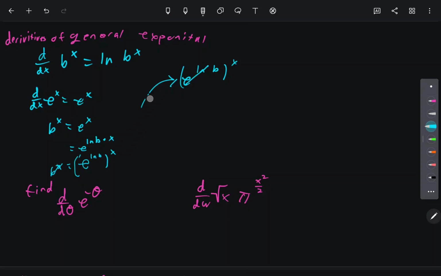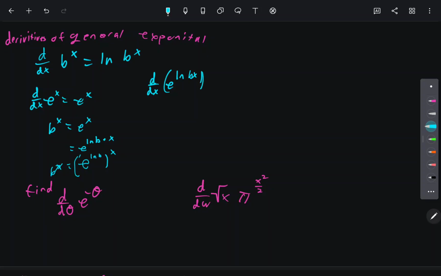Alright. So, what do we want to do with this? Well, we will take the derivative of this e to the natural log of b raised to the power of x. I want to kind of bring this x inside of here. There we go.